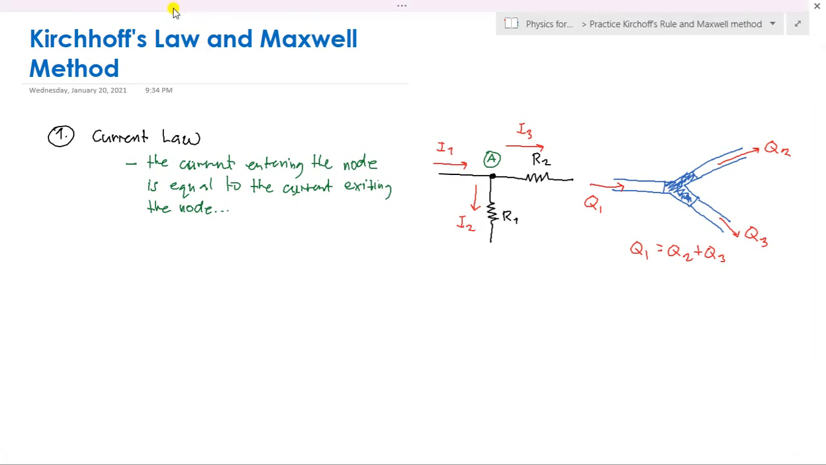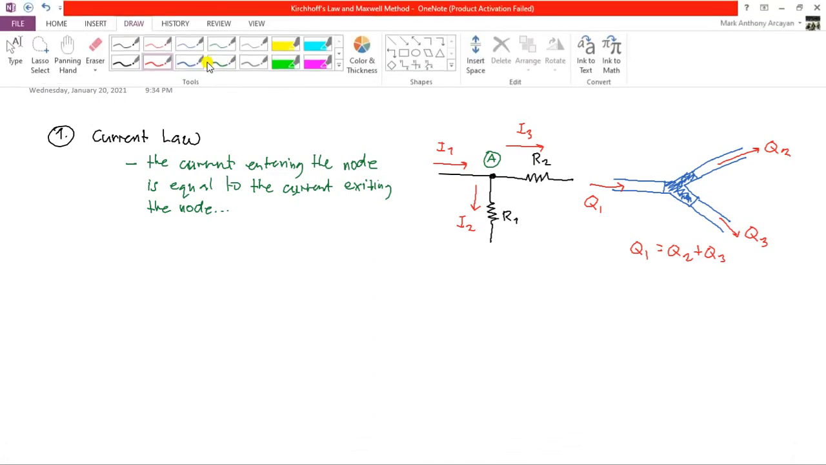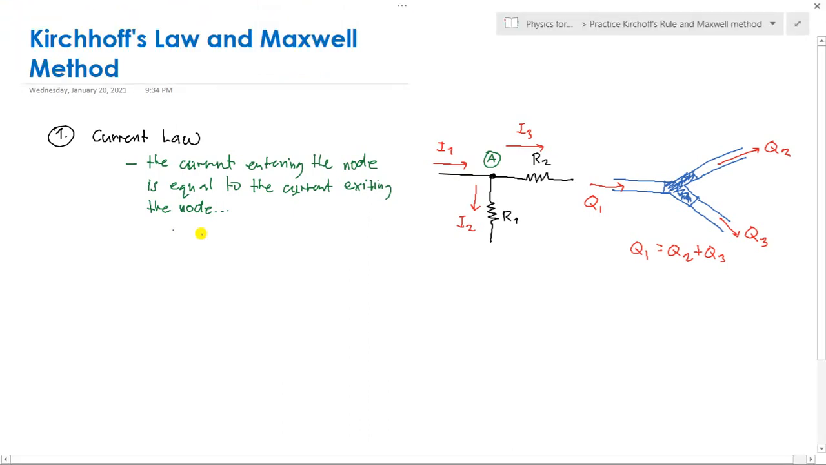So here, back to our electrical circuit. According to the current law, the current entering is equal to the current that exits the node. So therefore we can say that I1, based on our diagram, is equal to I2 plus I3. So that is the current law, and for every node, the directions can vary depending on the direction you set.